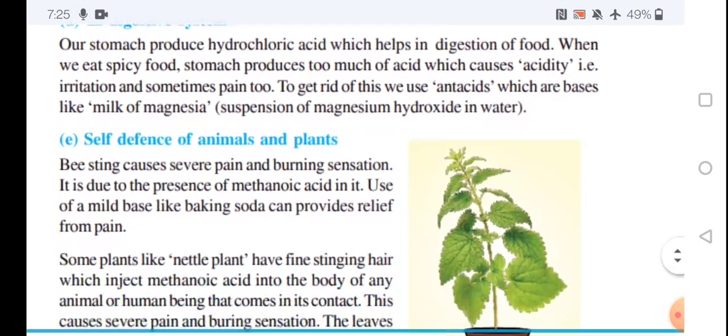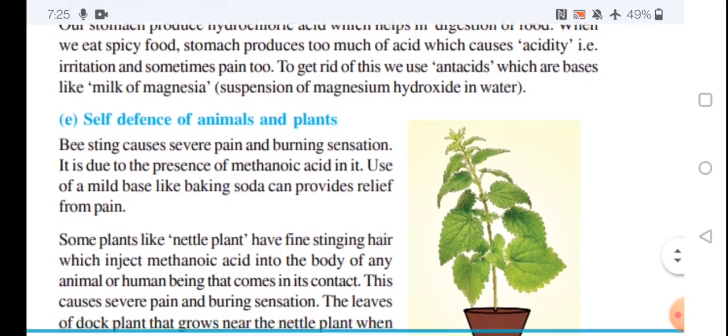Next, self defense of animals and plants. A bee sting causes severe pain and burning sensation. It is due to the presence of methanoic acid in it. Use of a mild base like baking soda can provide relief from the pain. That means the bee's sting has methanoic acid, so if it bites humans or any animals, we get severe pain and burning sensation. To relieve that pain and burning sensation, we have to use a mild base, that is baking soda.